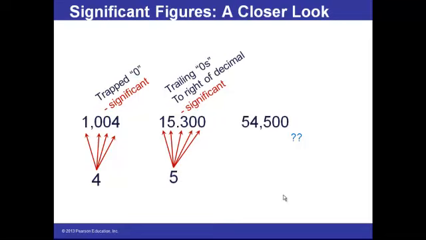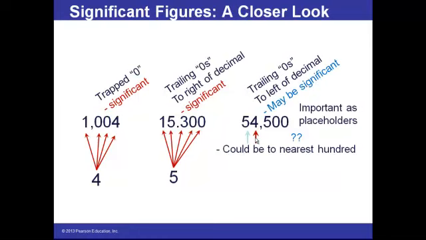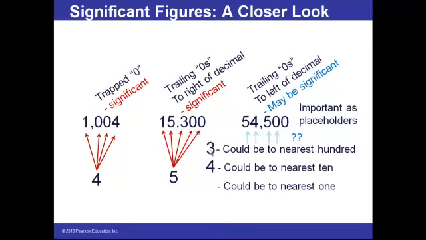How about this one? 54,500. Are these zeros significant? We can't tell just based on this number alone. We know for sure that there are 3 significant figures in here. 1, 2, and 3. These are significant for sure. These can be placeholders. We don't know if they're significant or not. They could be significant, but they might not be. The researcher would have to tell you if these 2 zeros are significant or not. So we definitely have 3, but we could have 4, or we could have 5 significant figures in this number. We can't tell just by looking at it.